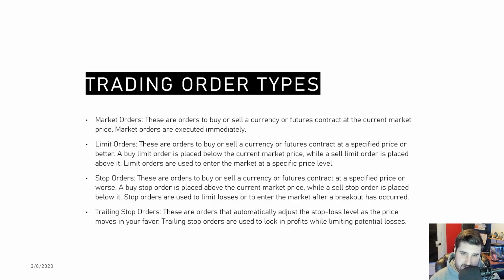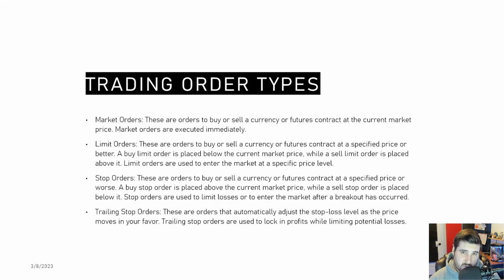And stop orders. These are orders to buy or sell a currency or future contract at a specific price or worse. A buy stop is placed above the current market, and a sell stop is placed below it. Stop orders are used to limit losses or to enter a market after a breakout has occurred. So if you're a breakout trader, you'll be using stops. And if you're waiting for a pullback and you want to get in on those trades, you'll be using limit orders.